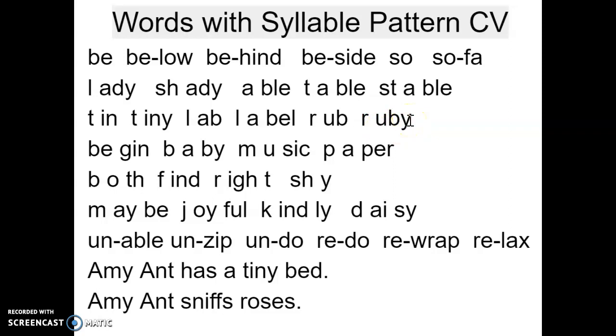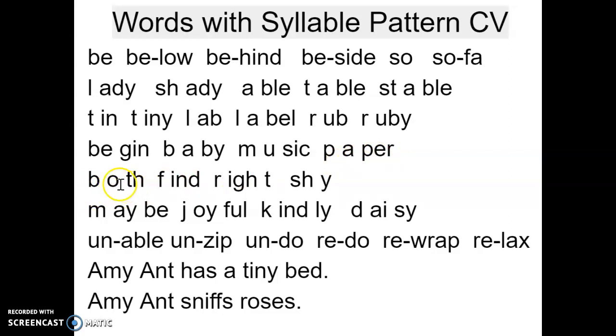So if you don't get it right the first time, that's absolutely okay. We just go back and we do it again. Okay, keep practicing. Let's continue. Begin, begin. B-A-B, baby. Music, music. Paper, paper.